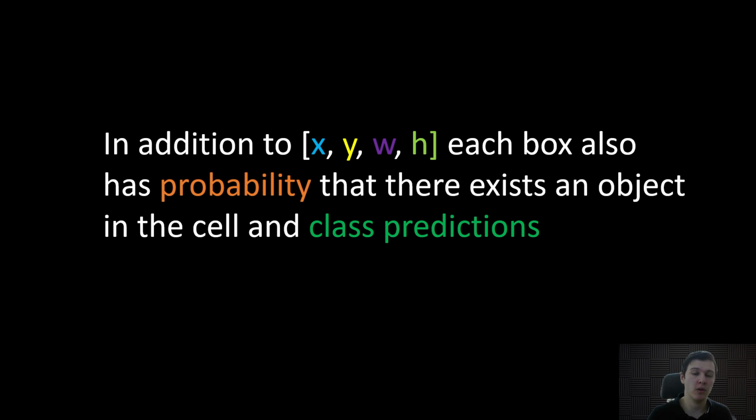In addition, when we output a bounding box, we also want to know what is in that bounding box. So in this case, it's a dog, it's a cat, and so on. So we're also going to have class predictions, and I think we'll get to those in more detail when we actually implement it.